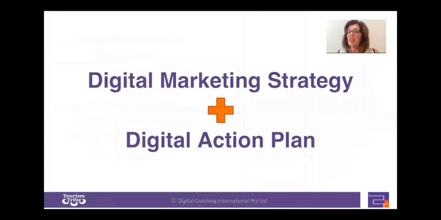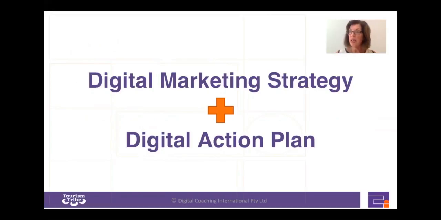Digital marketing strategy, that's the overarching piece. That's the more strategic document. It talks about the long-term view of what you're trying to achieve. It might cover a time range of 1 to 3 years. It tells you the why of what you're doing. Why are you doing this? How does it tie into your priorities in your business and your organisation goals?